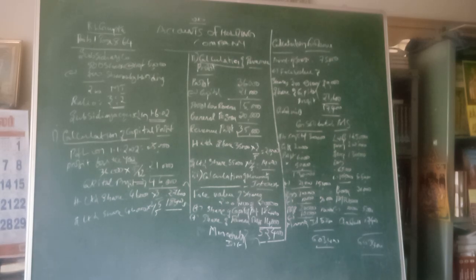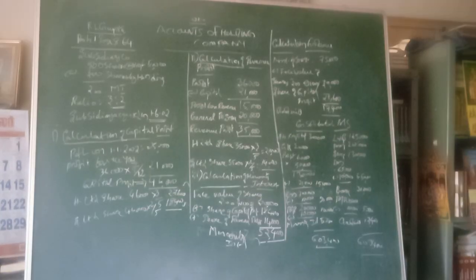Number 2, the general reserve is given. We take the entire amount of general reserve for the revenue period. Here you should know one important point: though we use the term profit, it contains both profit and general reserve. So 15,000 plus 20,000, a total of 35,000, is the revenue profit. That 35,000 is apportioned between H and S in the ratio of 3:2.